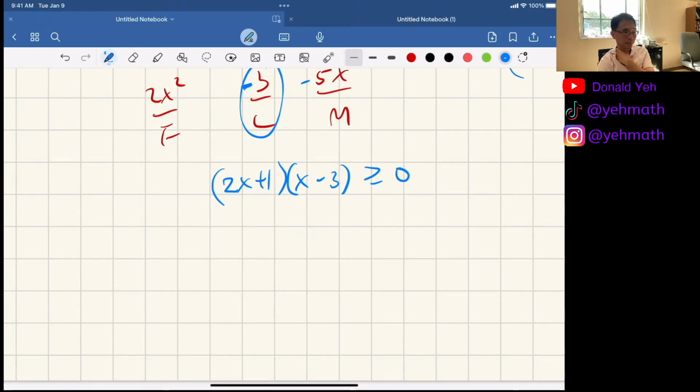Next question. Oh, sorry. Let me finish this question, this part. This is greater than 0. You cannot just say 2x plus 1 greater than 0, x minus 3 greater than 0 like this and solve like this. This is wrong.